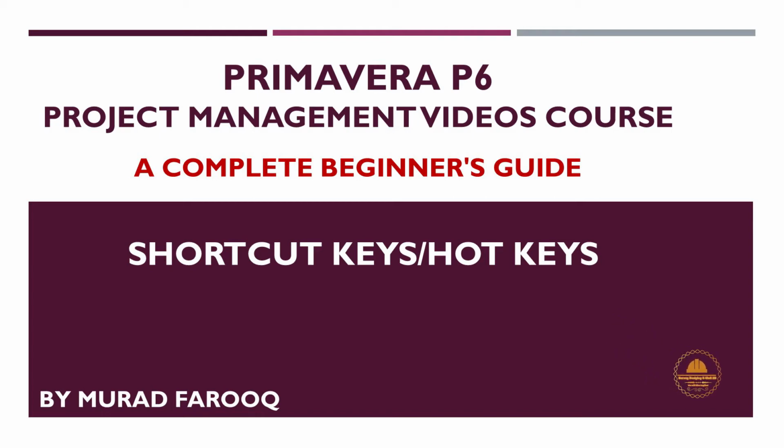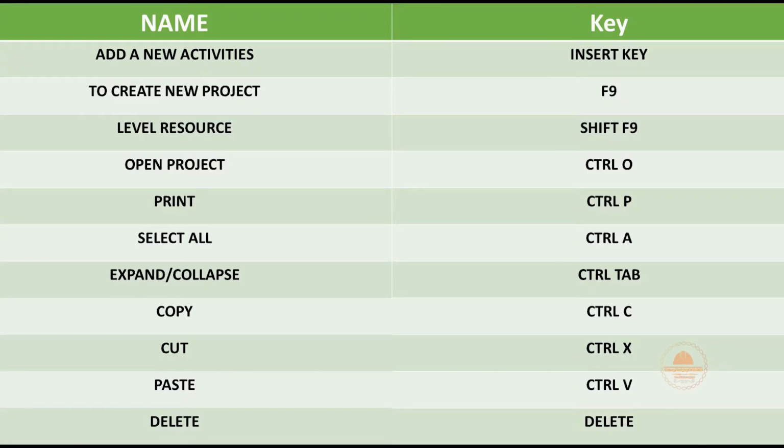WBS or any kind of scheduling in Primavera P6. So note these shortcut keys and bring it in your practice. At the time of practical work, we will use all these shortcut keys. Here is the list of shortcut keys which we will use during our activities and schedule: level resource, open project, print, select all, expand, copy, cut, paste, delete. We will use all these shortcuts during the practical work.